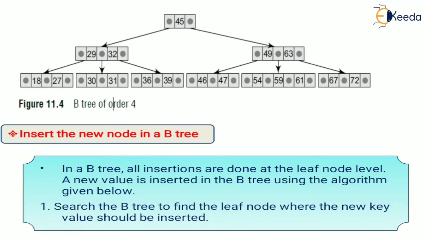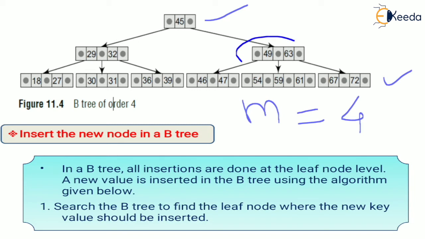To understand this example and what a B tree is, let us look at figure 11.4, which is a B tree of order 4. So here m is equal to 4. All the internal nodes have m by 2 children, meaning at least 2 children, except the root node and leaf nodes. All the leaf nodes are at the same level. All insertion is at the leaf node. And it has more than one key, so it has two keys here in the nodes. These are all important factors that we have to consider when we draw a B tree.